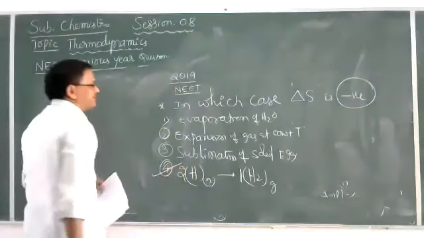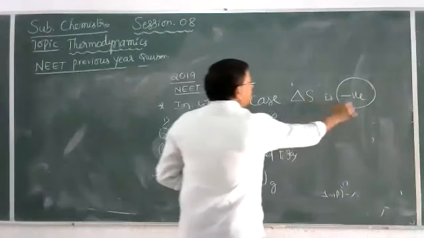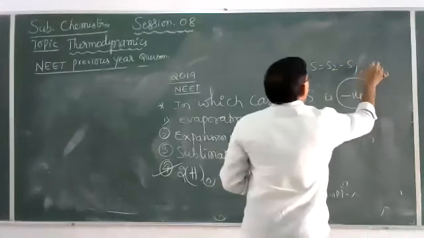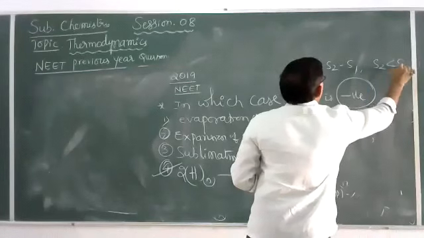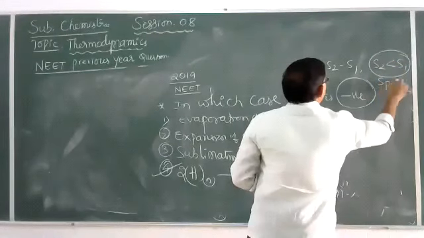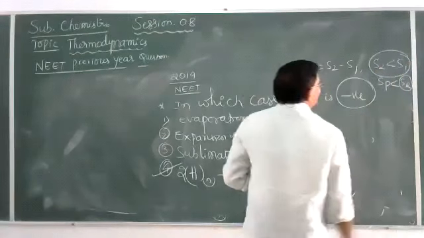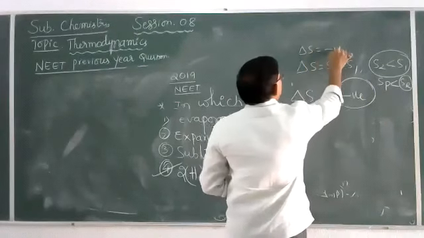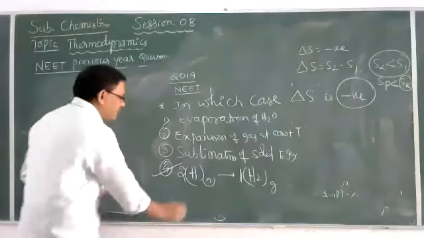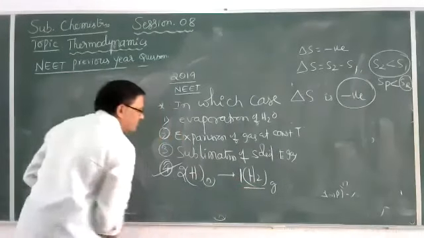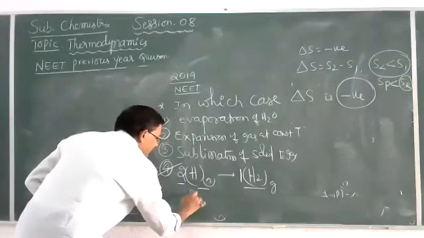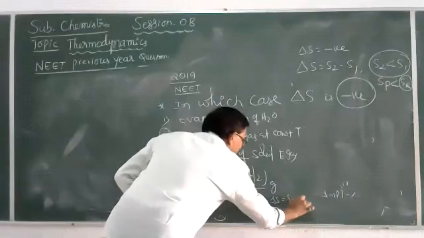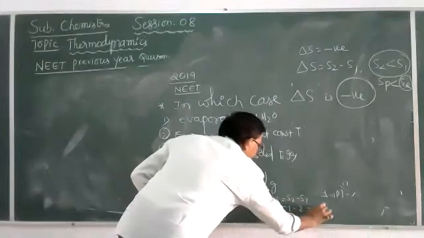So the answer is this. Here delta S is negative, meaning delta S is equal to S2 minus S1. If S2 is less than S1, or S products is less than S reactants, where reactant gaseous moles are more than in the products, then delta S is negative. See here, for this, 1 mole is there, and the gas 2 moles are there. S1 is 2, S2 is 1. Delta S is equal to S2 minus S1, that is 1 minus 2, that is minus 1, it is negative.